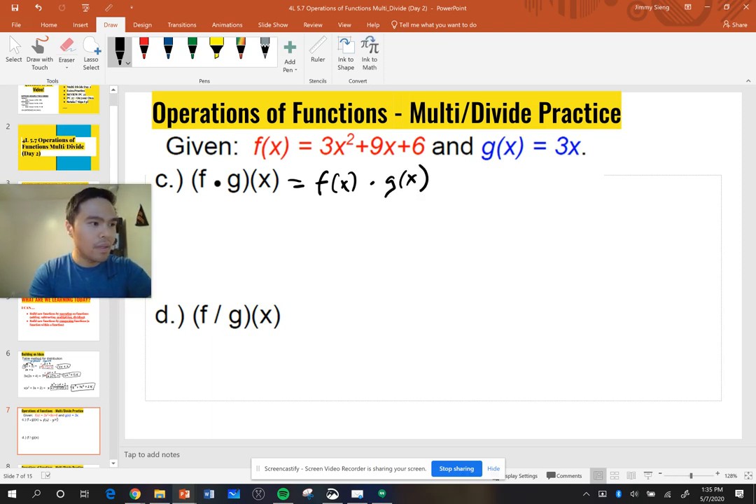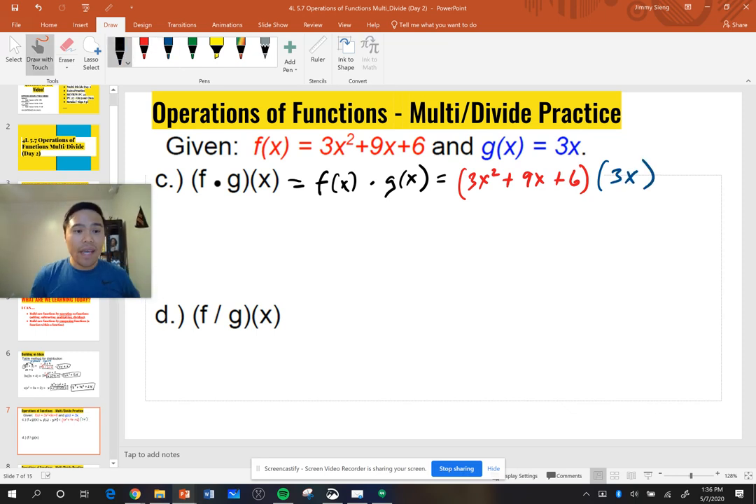which translates to, we got a big old problem here. We have 3x squared plus 9x plus 6 times 3x. So think of this as your row times column, right? Your row times column, the same idea, where this could be your row and this could be your column. I'm glad we did matrices because this is really helpful.